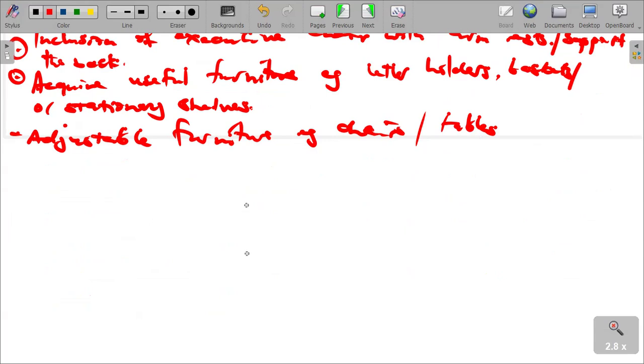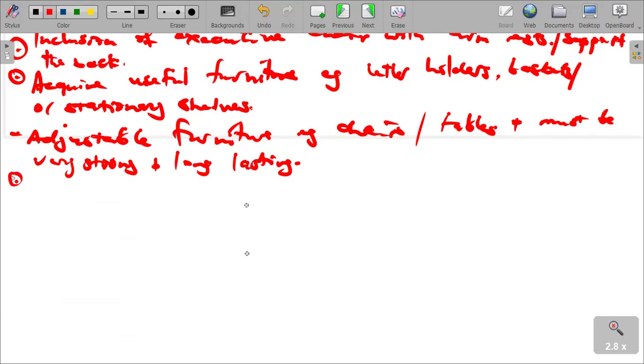Adjustable furniture must be there, and it must be very strong and long lasting. Must be very strong and long lasting. That is very important with regards to furniture acquisition.